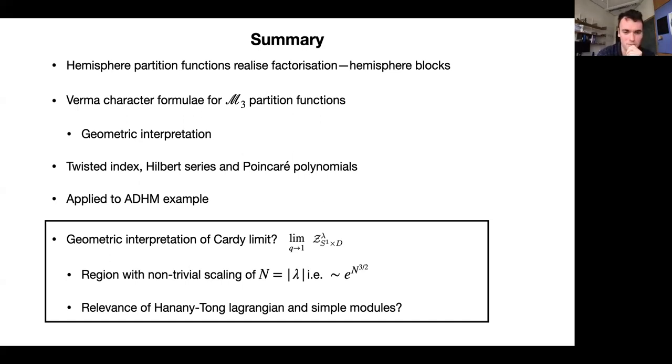I've talked a lot about the geometric interpretation of the q to 0 limit, but I think it would be interesting to understand the Cardy limit, q to 1. In this limit, the recent work of Choi and Hwang shows that the vortex partition function accounts for black hole microstates. So I think it would be interesting to investigate the geometry of that. Yeah, I'll finish there. Thanks a lot.